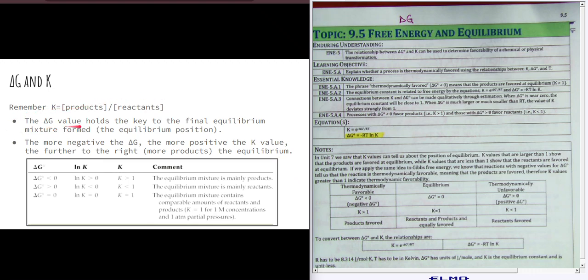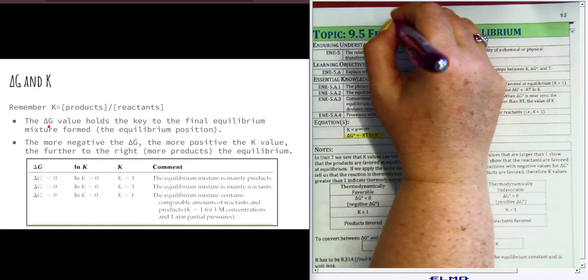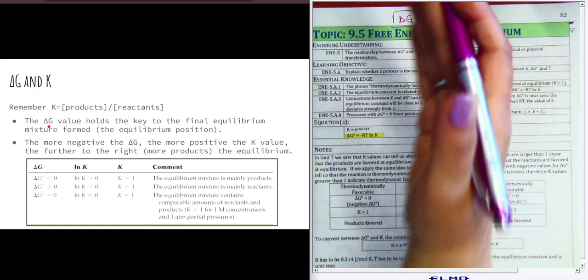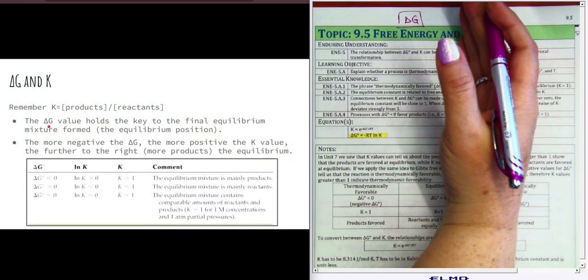Now, the delta G value holds the key to the final equilibrium mixture formed. This equilibrium position is important. This delta G value determines everything. Remember I said he's the great-great-great-great-granddaddy of spontaneity. This is the boss. He is the ultimate deciding factor. He's the champion. He's the only one that we care about.